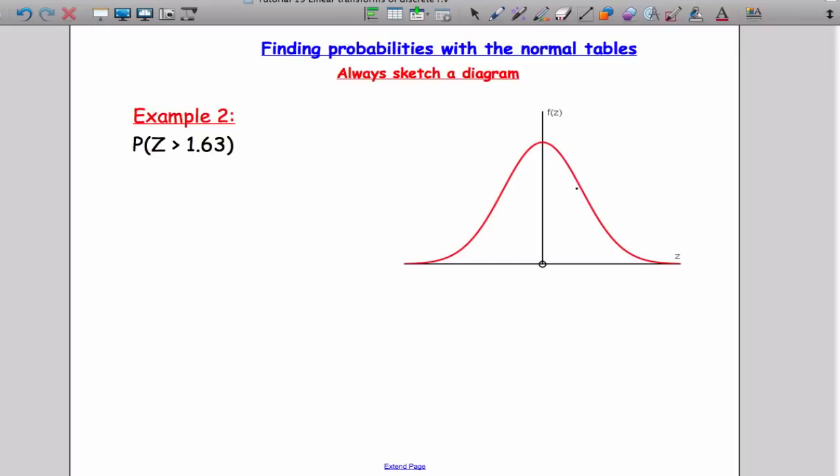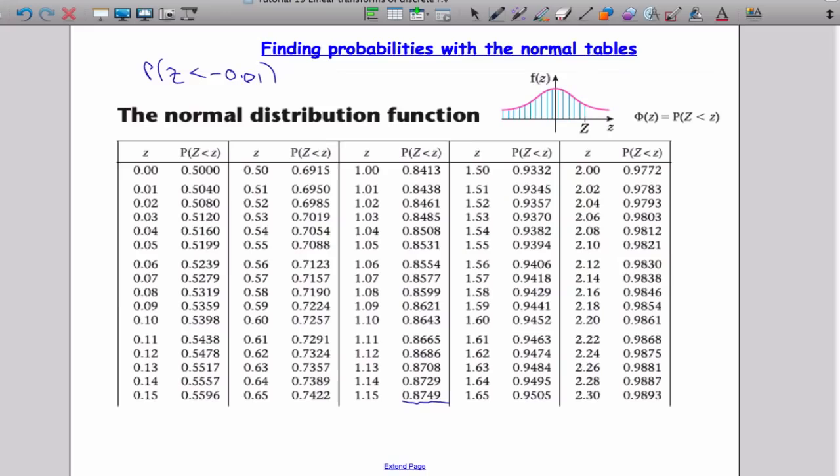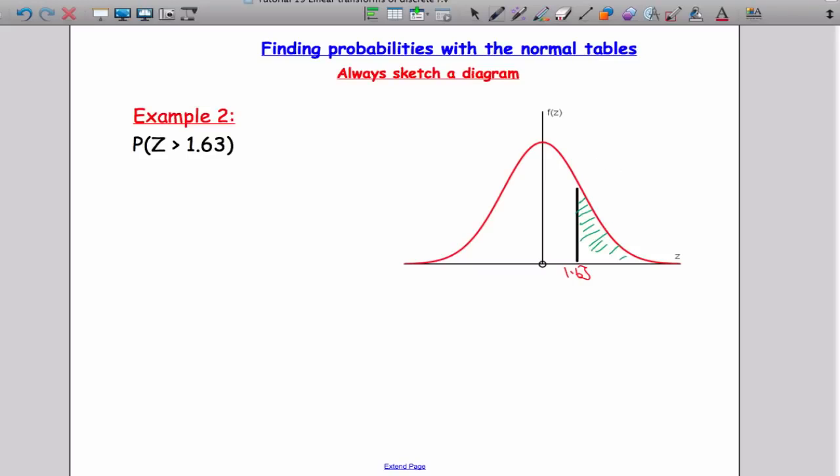1.63 is going to be somewhere there, so I'll just mark that in, 1.63, and I want the probability that Z is greater than 1.63. So what I'm actually interested in is this area here. Now my tables actually only tell me what the probability of Z less than a particular value is. So I need to use, sorry, not symmetry, I need to use the fact that the total area under the curve is 1.